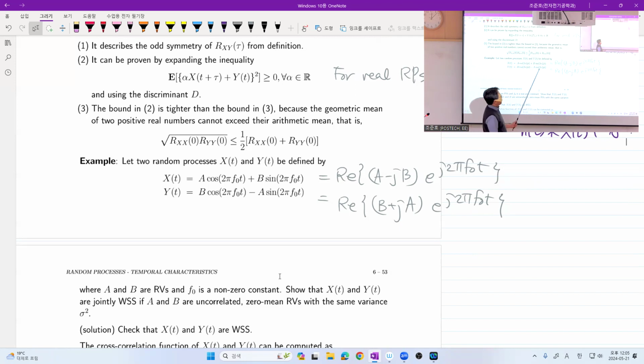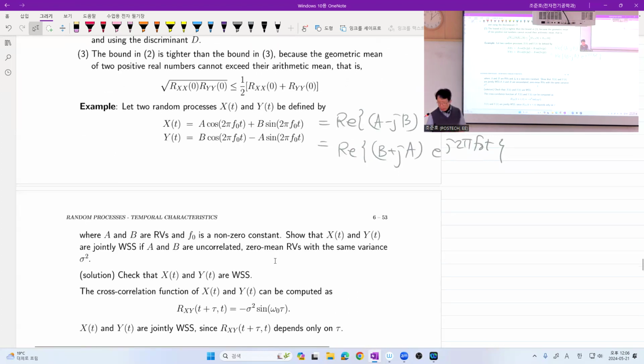Of course, as a communications engineer, possibly, you may want to write x of t as the real part of (A minus jB) times e to the j2 pi f0 t, and y of t as the real part of (B plus jA) times e to the j2 pi f0 t. Actually, after you get acquainted with this complex baseband notation, you can do much more than you just handle sines and cosines. Okay, anyway, so this is the idea, and you show some interesting results.